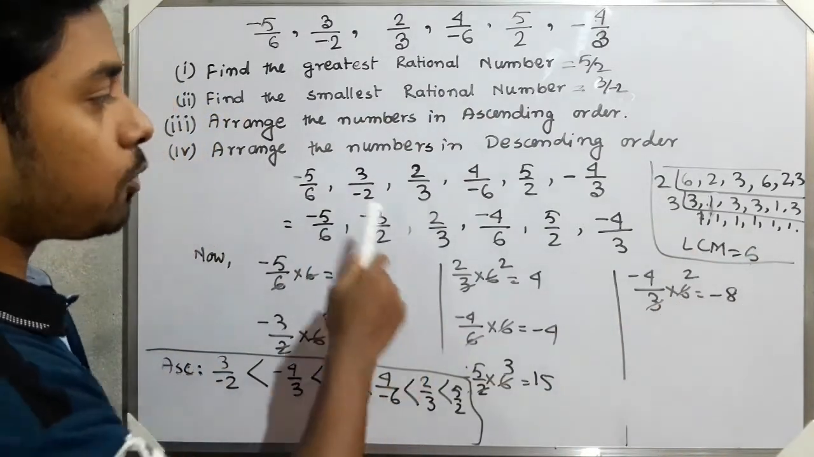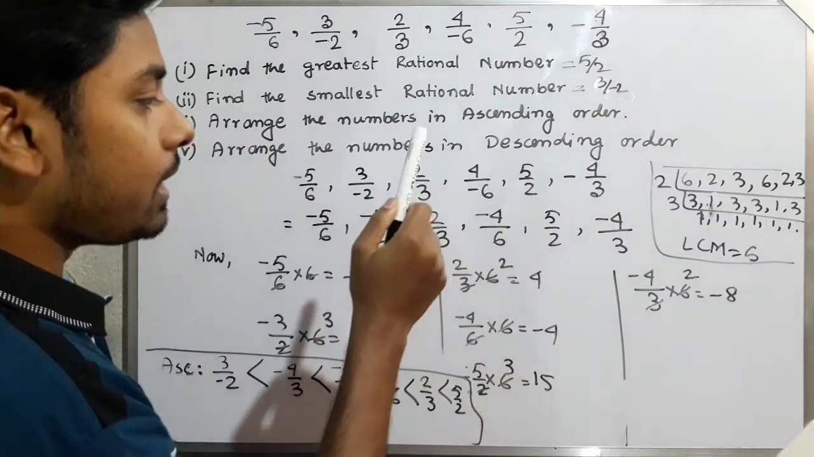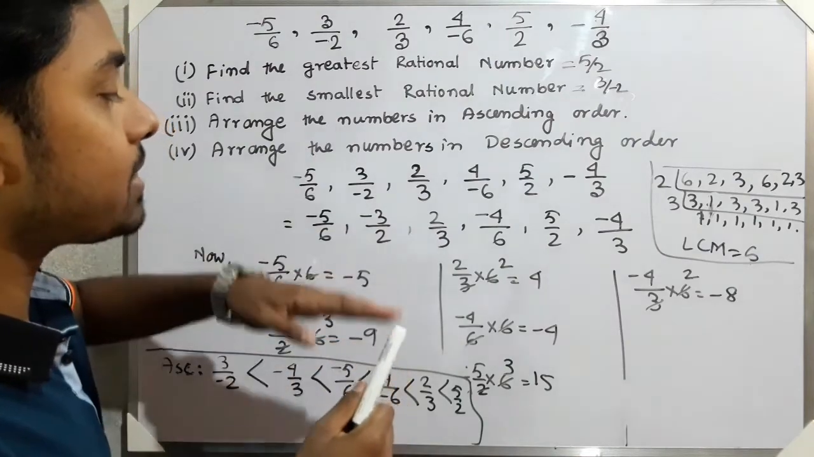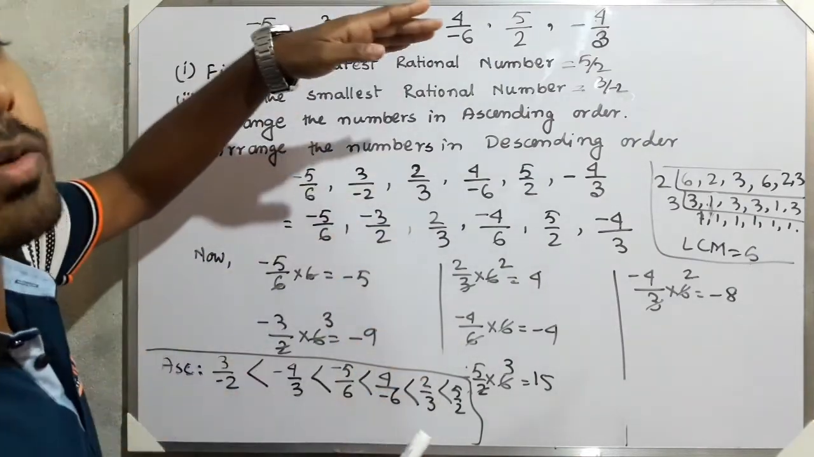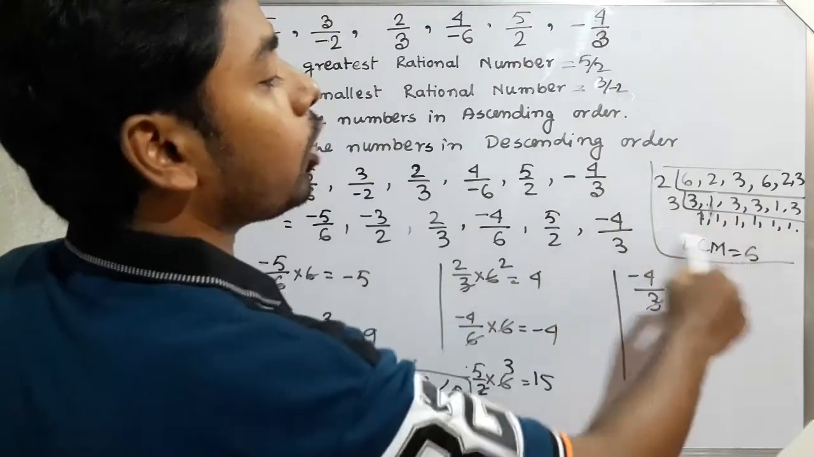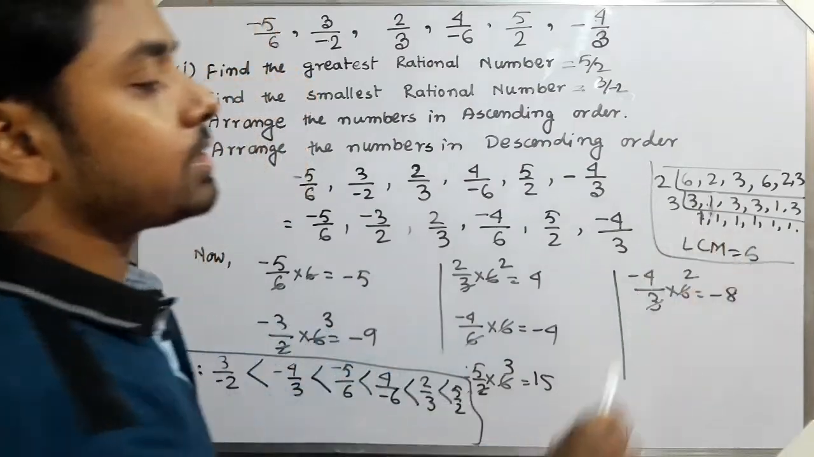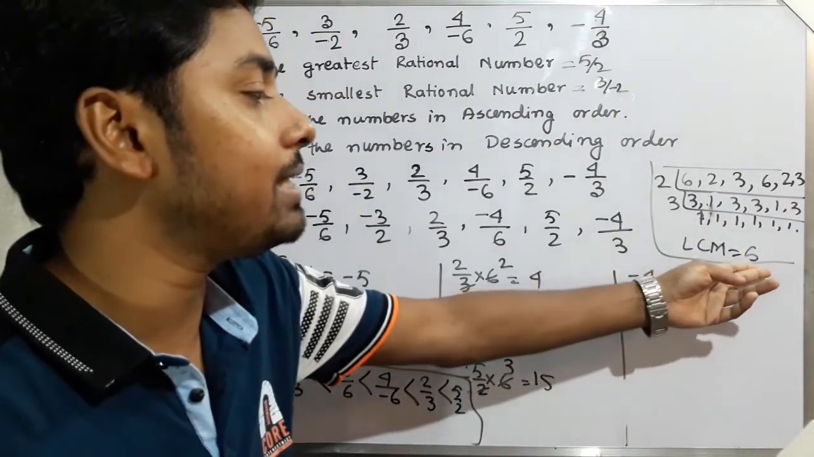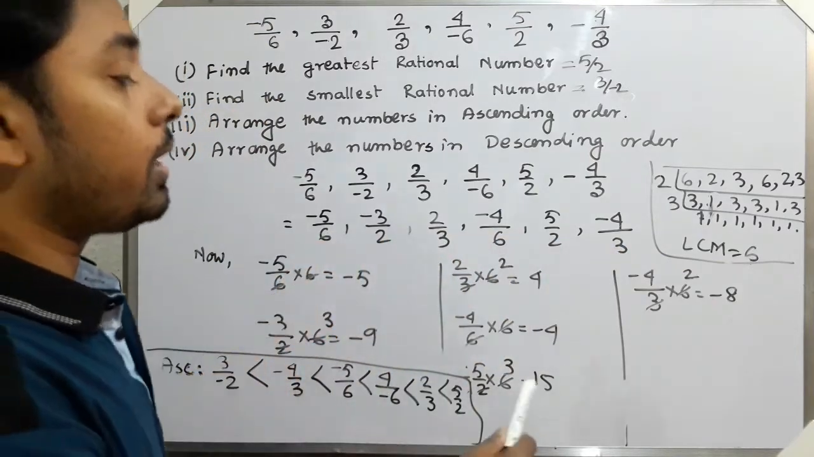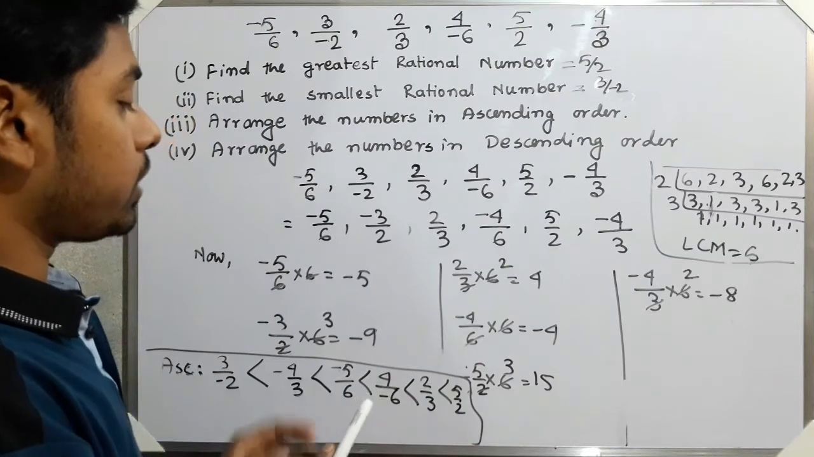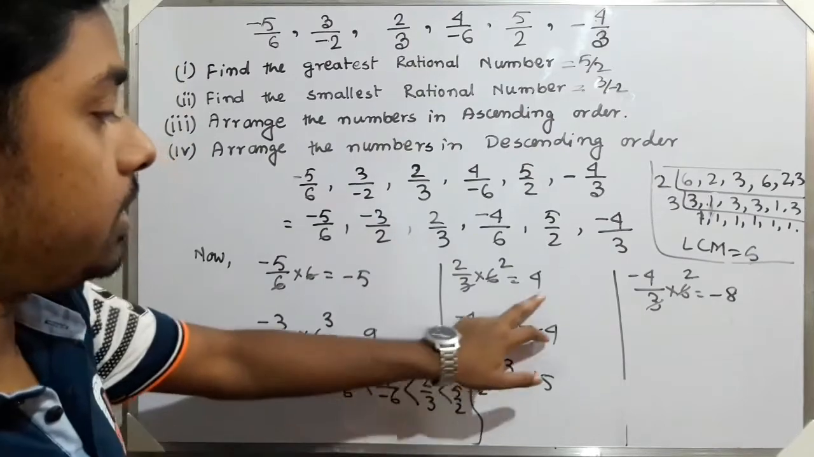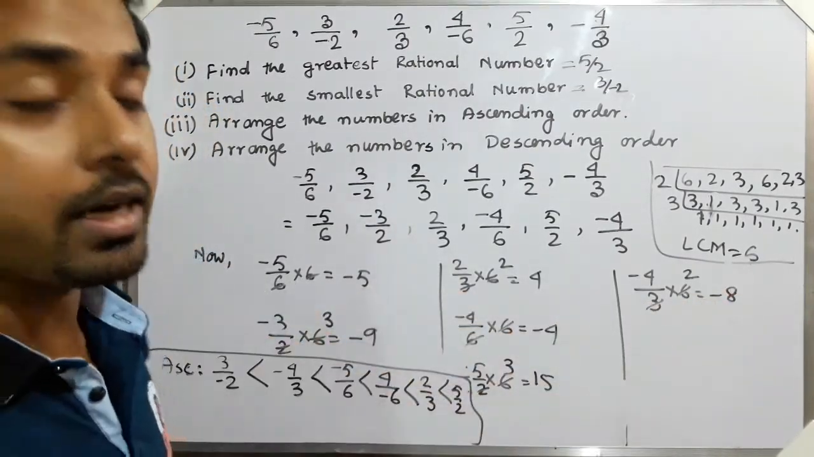So the first step is what? You have to check all the denominators. If there are any negative denominators, first of all you have to make them positive by shifting the minus sign from the denominator to the numerator. Then what is the next step? You have to find the LCM of all the denominators, and then multiply the LCM by each and every rational number. Then you have to compare the rational numbers according to their values.